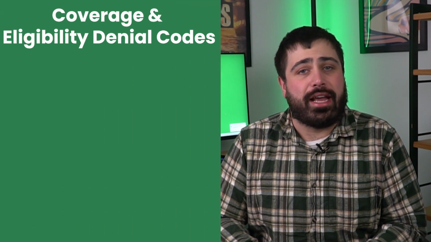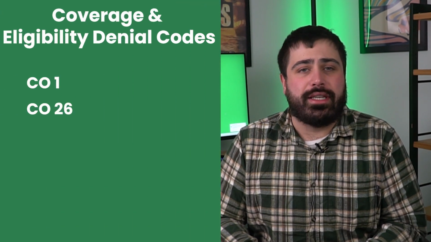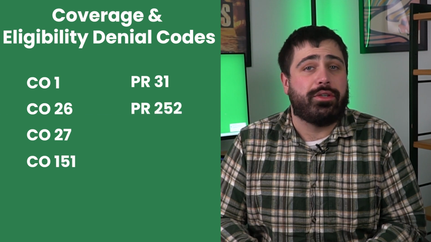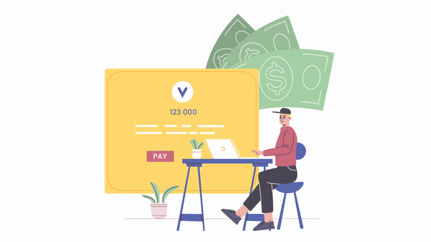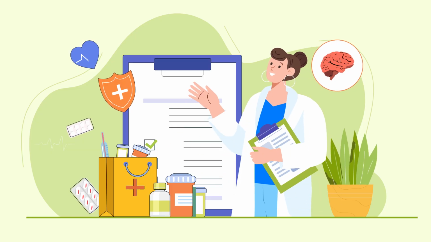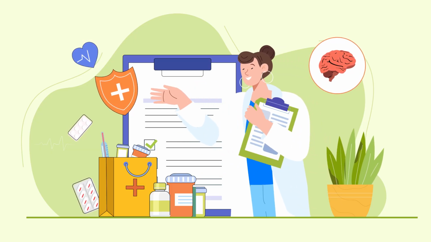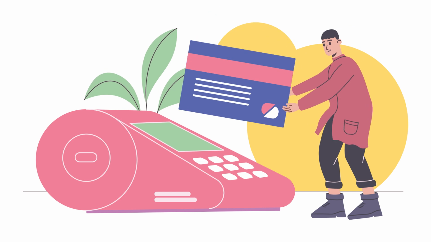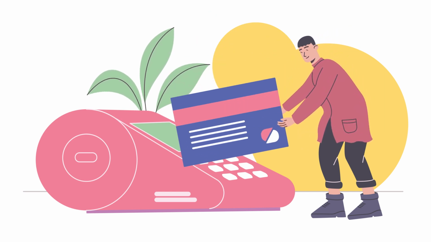Common codes in this category include CO1, CO26, CO27, CO151, PR31, PR252, and PR272. To prevent these denials, always verify patient eligibility before services. Use payer portals or real-time eligibility tools to ensure active coverage. Double-check policy details like the patient's name, date of birth, and policy number to prevent clerical errors. If the patient has multiple insurers, confirm coordination of benefits so the correct payer is billed. If no coverage exists, discuss self-pay options with the patient upfront.